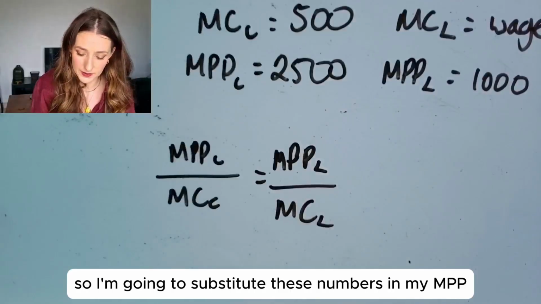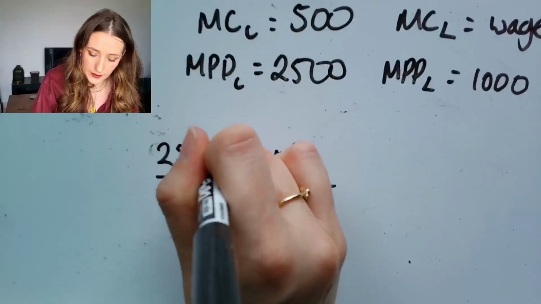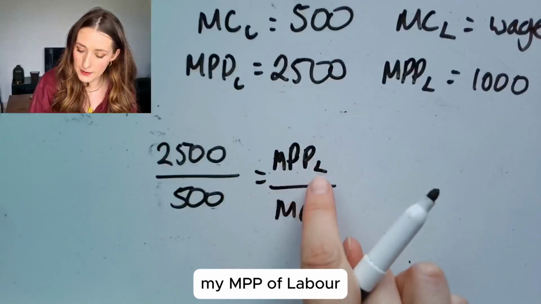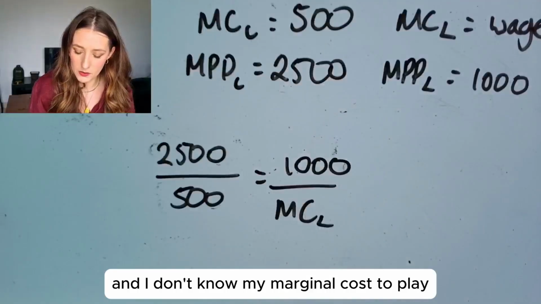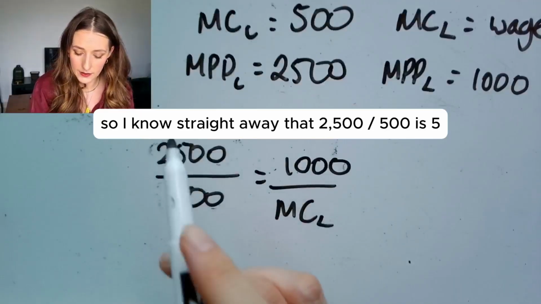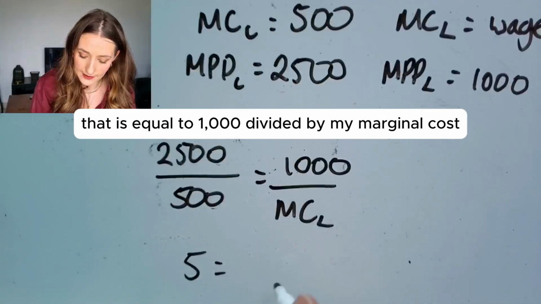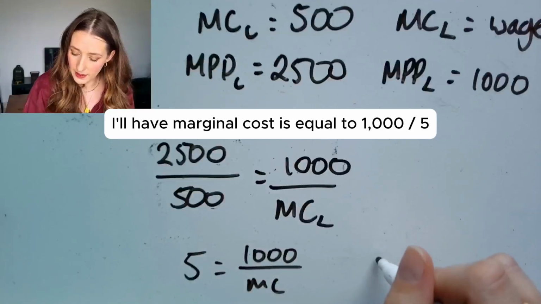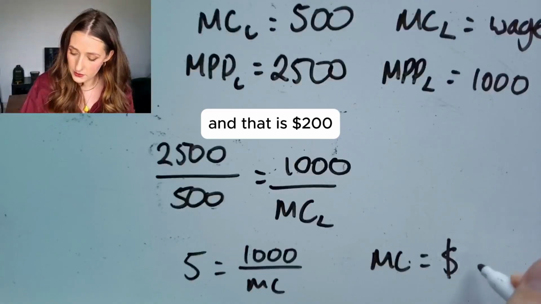So I'm going to substitute those numbers in. My MPP of capital is 2,500. My marginal cost of capital was 500. My MPP of labour was 1,000. And I don't know my marginal cost of labour. That's what I'm trying to work out. I know straight away that 2,500 divided by 500 is 5. That is equal to 1,000 divided by my marginal cost. If I multiply both sides by marginal cost and divide both sides by 5, I'll have marginal cost is equal to 1,000 divided by 5, and that is $200.